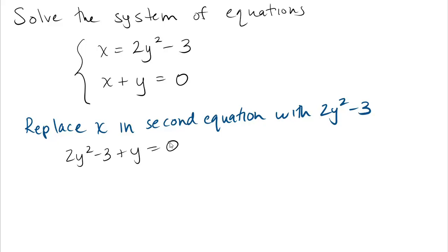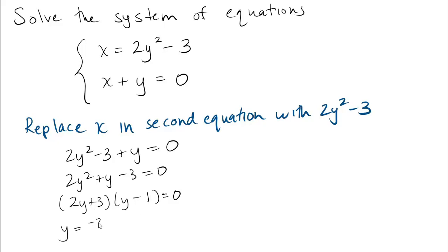And now we have a quadratic equation that would probably be more comfortable solving if we put the terms in descending order. See, this should factor: 2y times y to get 2y squared, 3 times 1 to get 3, and if it was a plus 3 and a minus 1, then we would get plus y in the middle. And so we get two y values, y equals negative 3 halves, or y equals 1. So it looks like this is that scenario where the line touches the parabola twice.